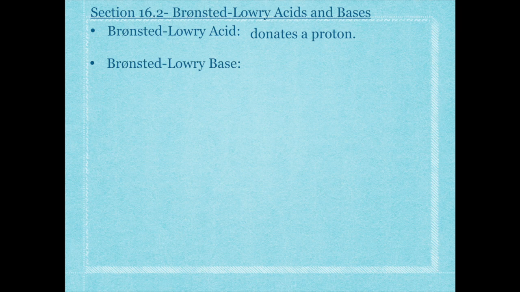All right, the next definition of acids and bases is a little bit more inclusive, and that's the Bronsted-Lowry definition. A Bronsted-Lowry acid is defined as a substance that donates a proton, while a Bronsted-Lowry base is one that accepts a proton. And so the acronym that I use to remember that is BAD. Bases accept, acids donate, BAAD. So let's look at some examples to see how these Bronsted-Lowry acids and bases actually work in a reaction.